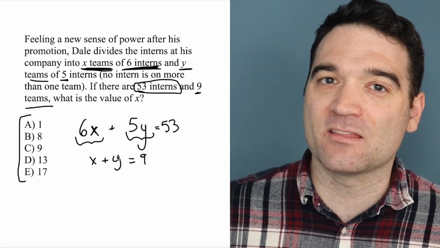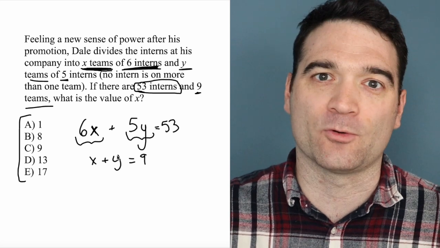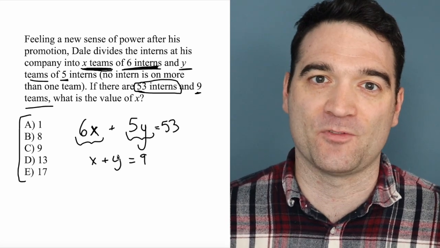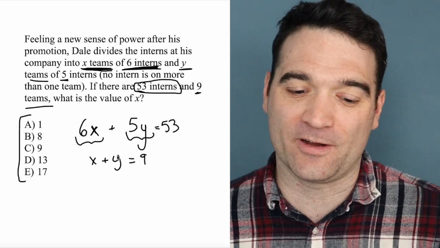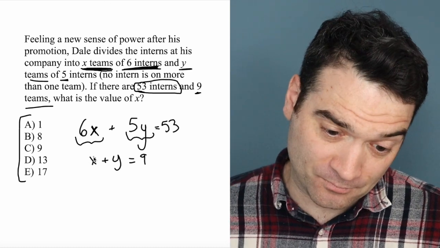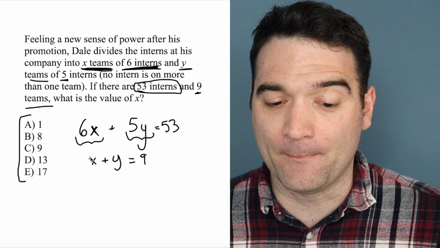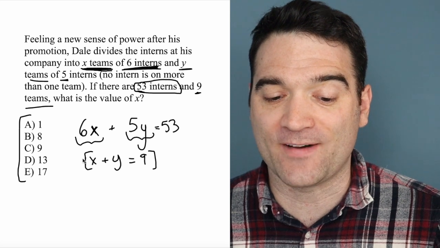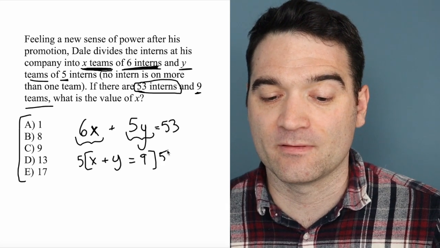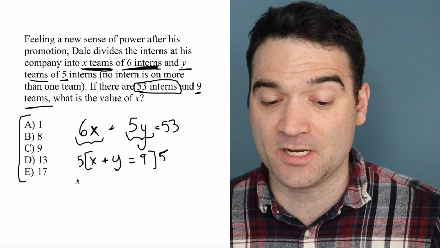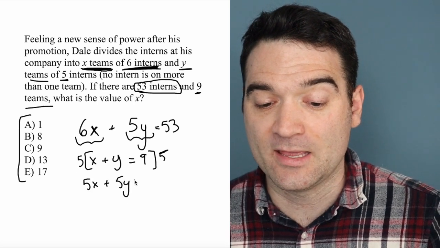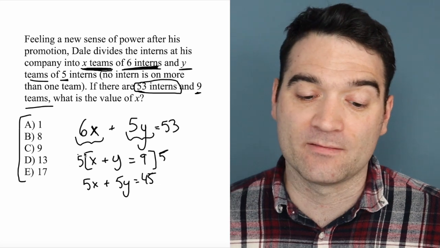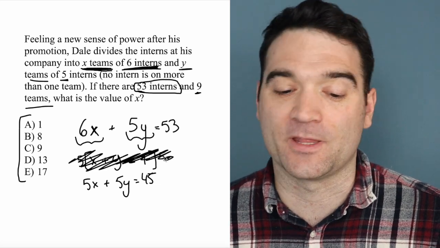Now, I'm not going to get into the nitty-gritty of solving this or teaching you how to solve a system of equations. If you're interested in doing that, you can take my course, but I'll run through it very quickly. So what I could do is multiply both sides of this equation by 5. I'm multiplying the same thing on both sides of an equation. And what I get is 5x plus 5y equals 45. Now, cross that out because I'm done with it.